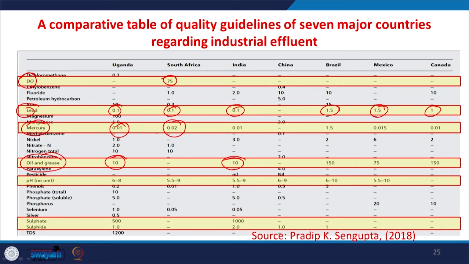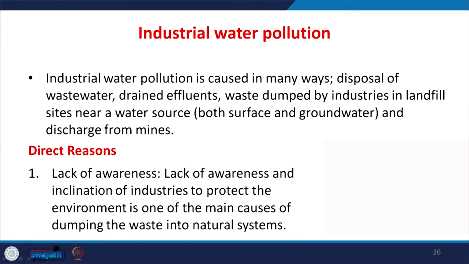In South Africa they have 0.02 milligram per liter, and in the Indian context it is 0.01 milligram per liter, whereas in Brazil it is 1.5 milligram per liter. But if we talk about Mexico and Canada, it is 0.015 milligram per liter and 0.01 milligram per liter respectively. If we talk about pH, it is 6 to 8 in Uganda, 5.5 to 9 in South Africa, 5.5 to 9 in the Indian context, China 6 to 9, Brazil 6 to 10, and Mexico 5.5 to 10. And if we talk about sulfate, it is 500 milligram per liter in Uganda, and in the Indian context it is 1000 milligram per liter.